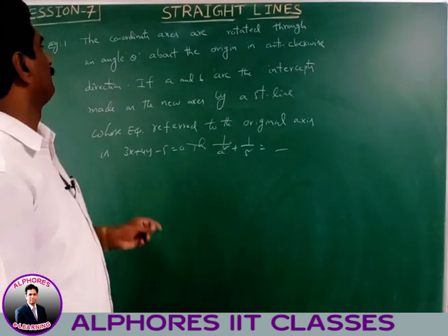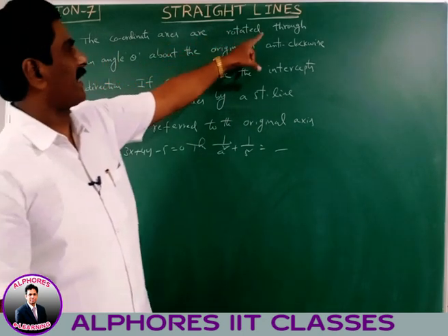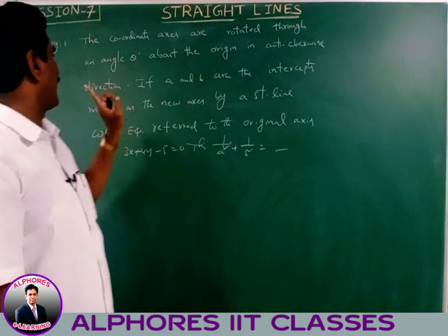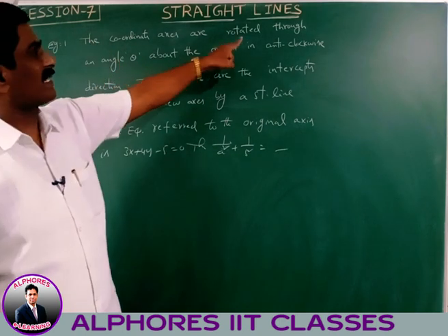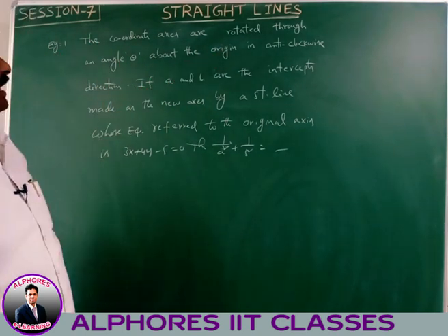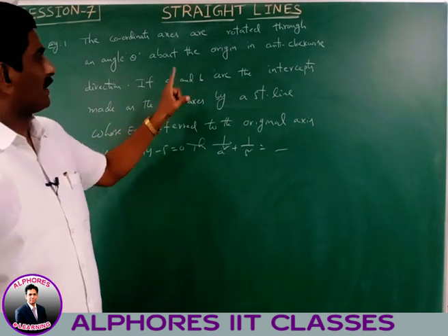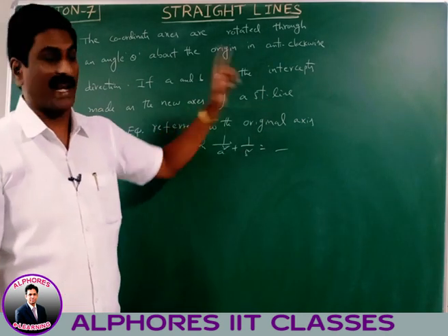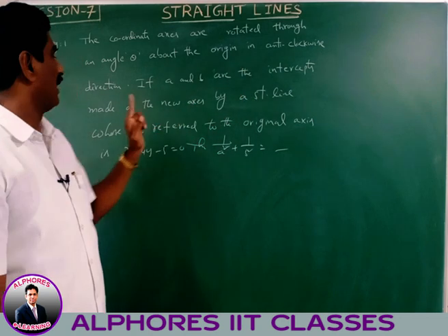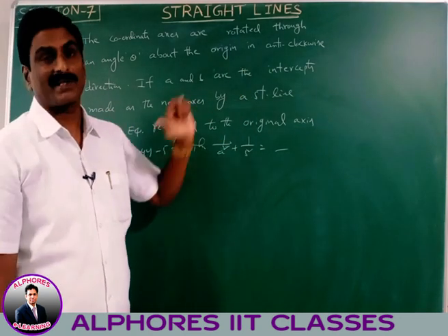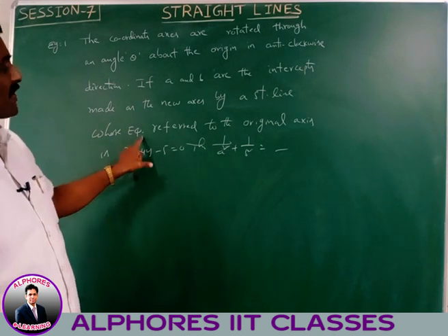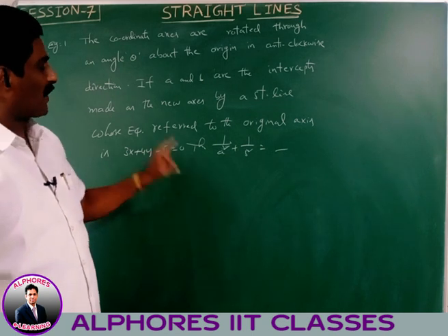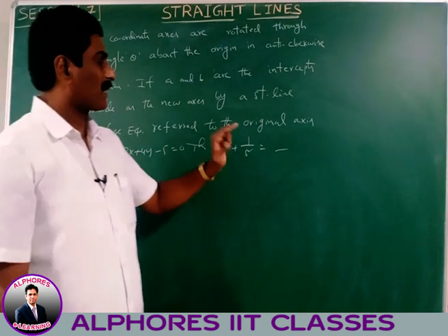Next, one of the examples. The coordinate axes are rotated through an angle theta about the origin in anti-clockwise direction. If small a and small b are the intercepts made on the new axis by a straight line whose equation referred to the original axis is 3x plus 4y minus 5 is equal to 0, then 1 by a square plus 1 by b square is equal to dash.